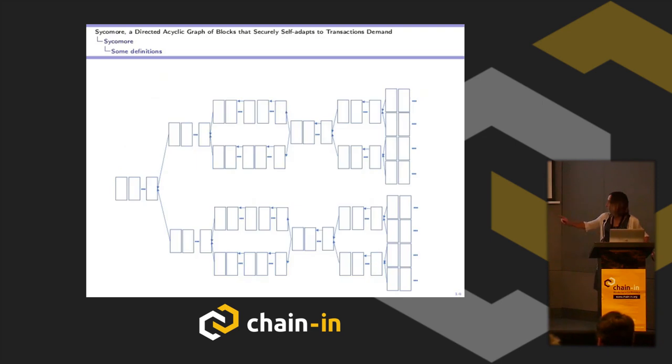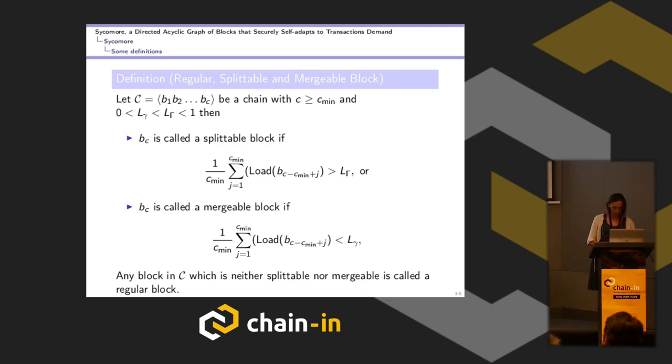I don't know if you can see that. Yes? Yes. So this is a chain. This is a chain. But this is not a chain, because this block points to a block which is in the chain, but also to this block which is in the chain. So these are chains, and this kind of thing is not.